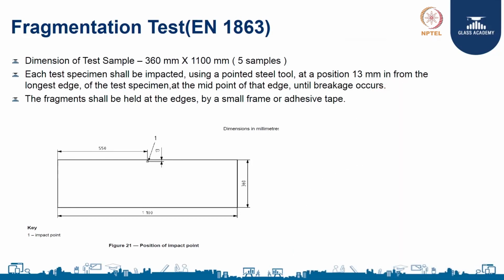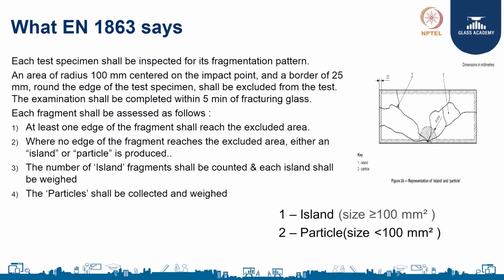The dimension of the sample is the same, 360 by 1100, but in this case we have to take 5 samples and break them in the same position as fully tempered glasses. Each test specimen shall be inspected for fragmentation pattern, and an area of radius 100 millimeter centered on the impact point and a border of 25 millimeter around the edge of the test specimen shall be excluded from the test. The examination shall be completed within 5 minutes of fracturing the glasses.